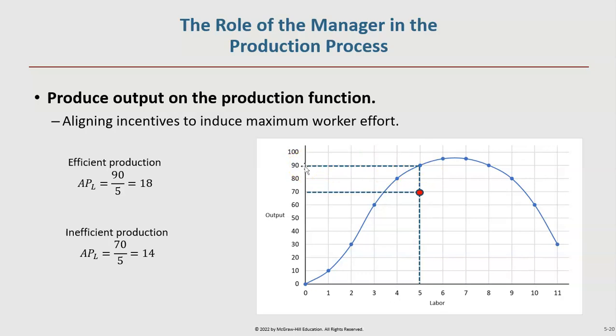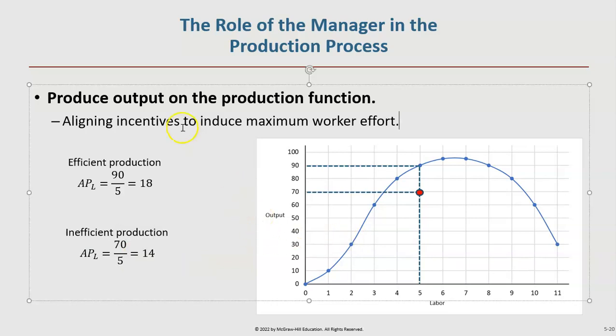But I'm sure you can imagine a situation where something less than 90 is produced. So here's an example, maybe 70 windows are produced. So we're operating inside the total product curve, or below the total product curve. And so that's inefficient. So our average product is 18 windows per worker. And the inefficient measure of productivity would be an average of 14 windows per worker.